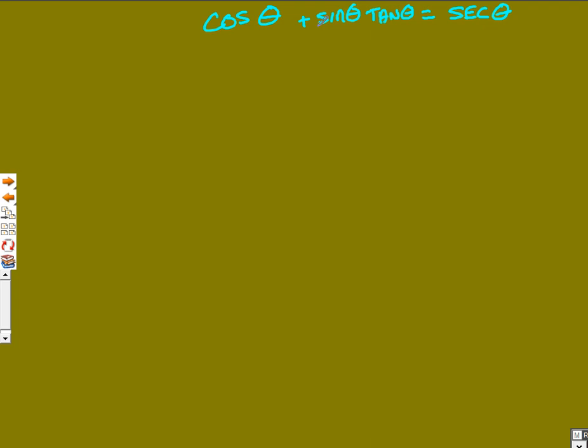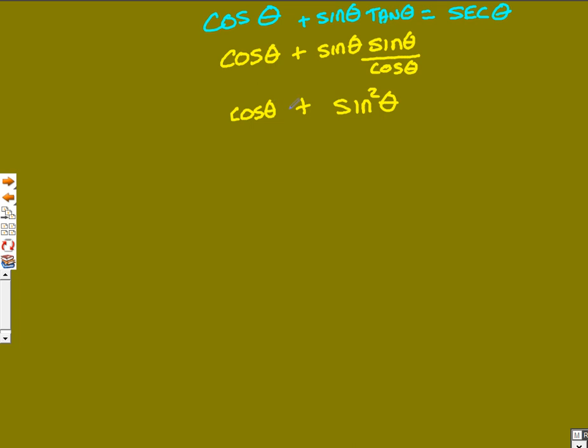When all else fails, what we're going to do is look to change things into sine and cosine. So what I mean by that is I already have these guys as sine and cosine. I'm going to change this tangent into sine over cosine. From here, let's just do a little simplification. Sine times sine would be sine squared. Everything else is staying the same.